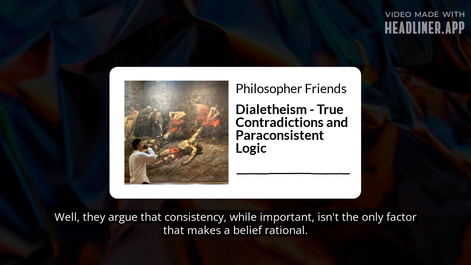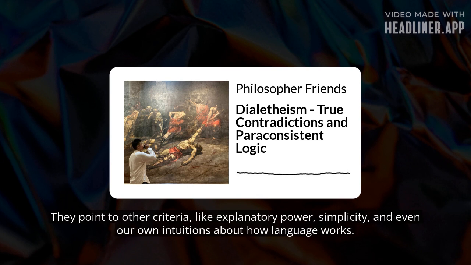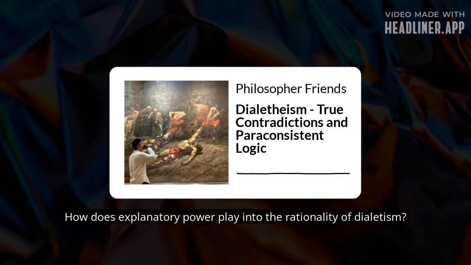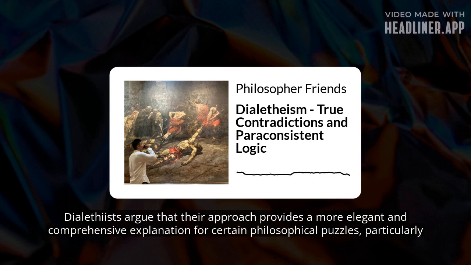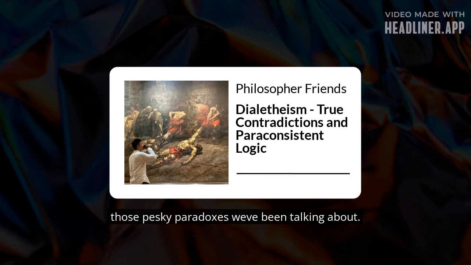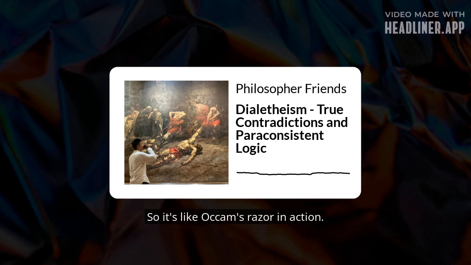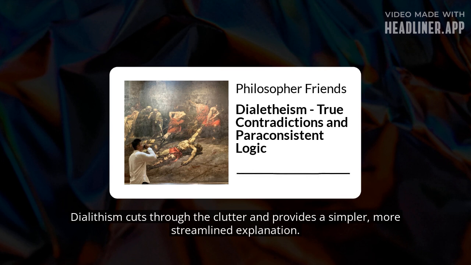Well, they argue that consistency, while important, isn't the only factor that makes a belief rational. They point to other criteria like explanatory power, simplicity, and even our own intuitions about how language works. Okay, let's unpack those. How does explanatory power play into the rationality of dialetheism? Dialetheists argue that their approach provides a more elegant and comprehensive explanation for certain philosophical puzzles, particularly those pesky paradoxes we've been talking about. Instead of having to come up with ad hoc solutions for each individual paradox, dialetheism offers a unified framework that accounts for them all. So it's like Occam's razor in action. Dialetheism cuts through the clutter and provides a simpler, more streamlined explanation.